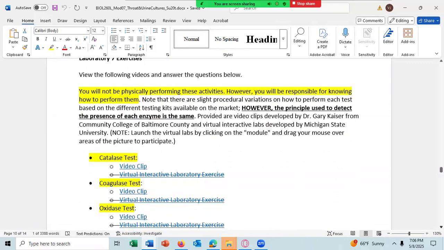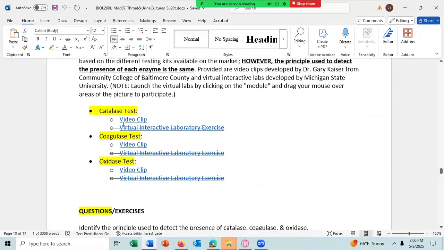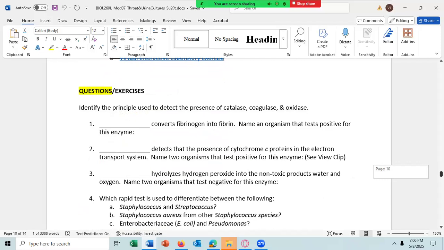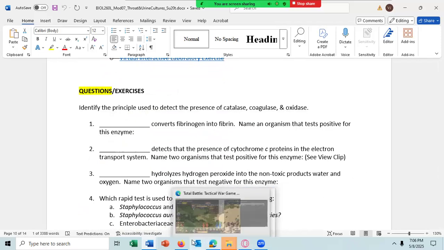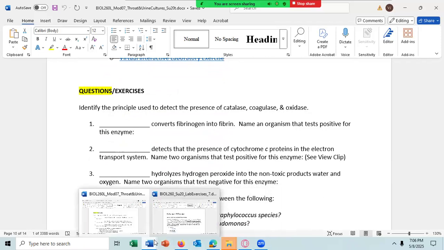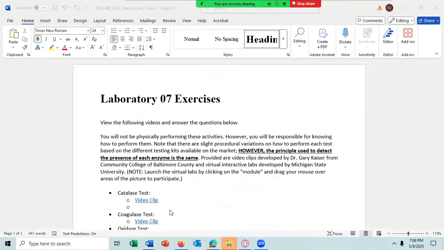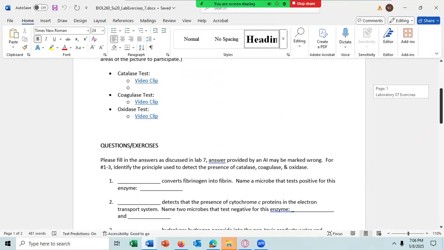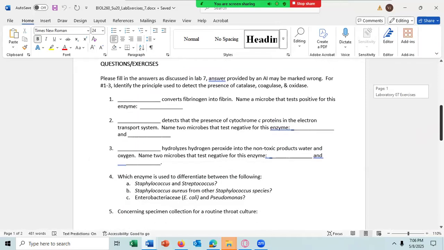Here is a video on the catalase test, so watch that video. There's a video on the coagulase test, so watch these videos, and these are very short videos. And then watch this video on the oxidase test. It's also a very short video. All right, let's go to the worksheet now, and then answer these questions.